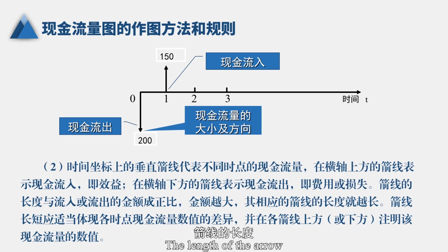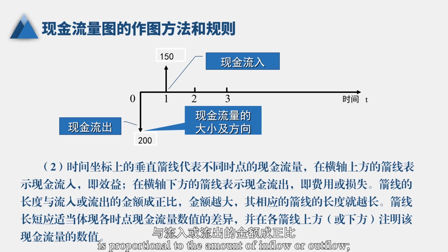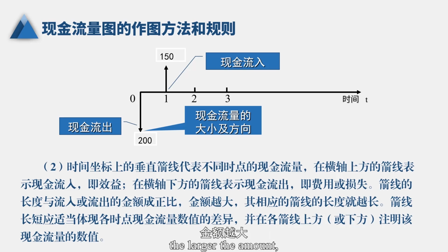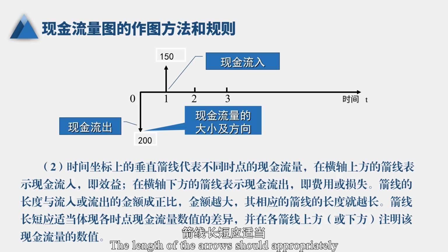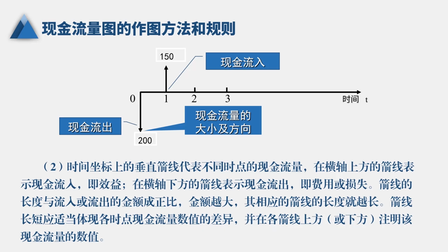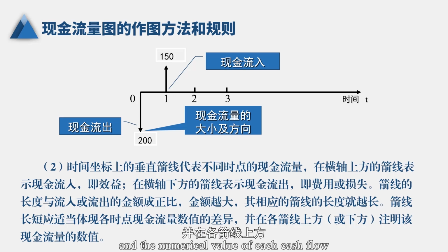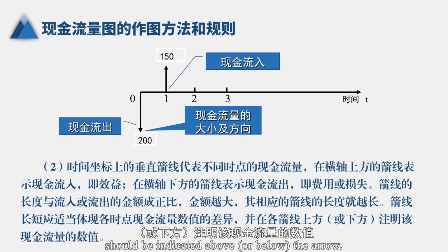The length of the arrow is proportional to the amount of inflow or outflow. The larger the amount, the longer the corresponding arrow. The length of the arrows should appropriately reflect the differences in cash flow values at various time points, and the numerical value of each cash flow should be indicated above or below the arrow.